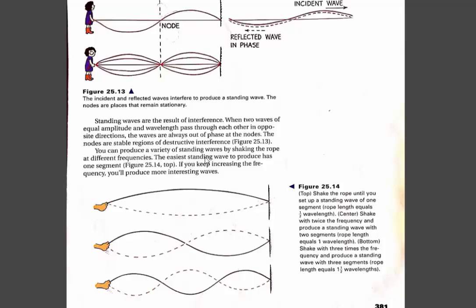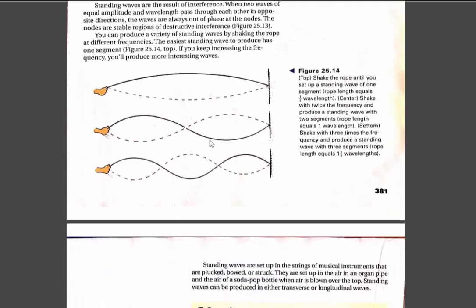You can produce a variety of standing waves by shaking the rope at different frequencies. The easiest standing wave to produce has one segment. If you keep increasing the frequency, you produce more interesting waves. Let's look at the figure 25.14. Shake the rope until you set up a standing wave of one segment. Looks like a jump rope. The rope length equals half of a wavelength.